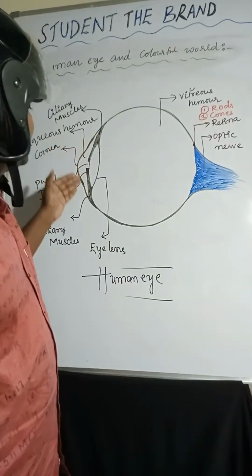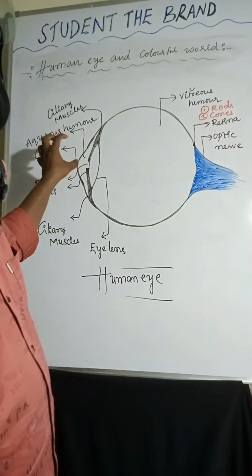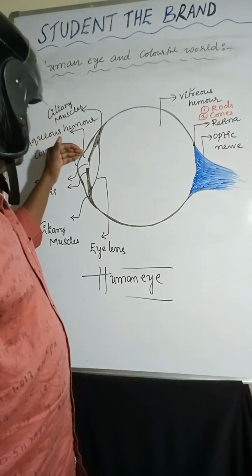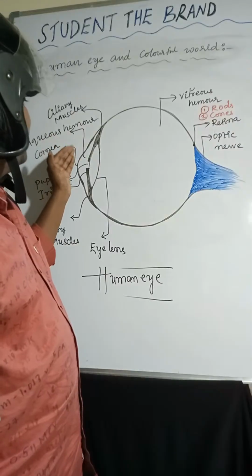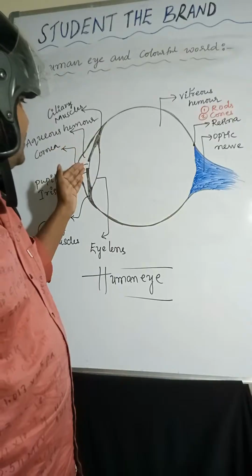Iris is a dark muscular diaphragm which controls the size of the pupil. The pupil regulates the amount of light entering into the eye. And aqueous humor is a jelly-type liquid present between the cornea and the eye lens.